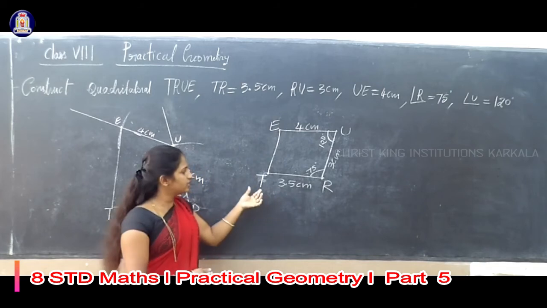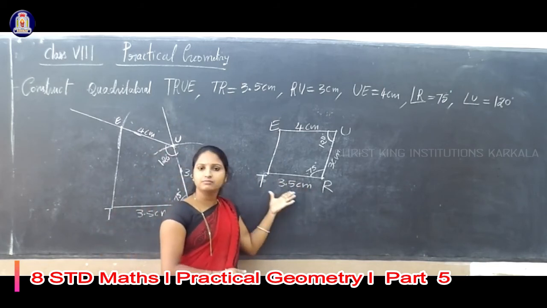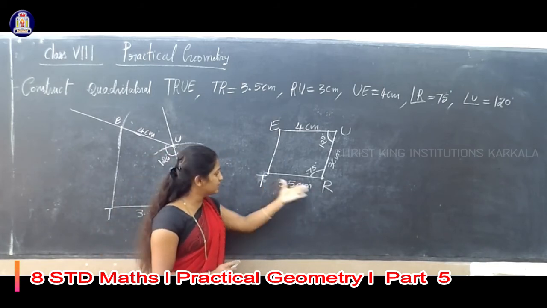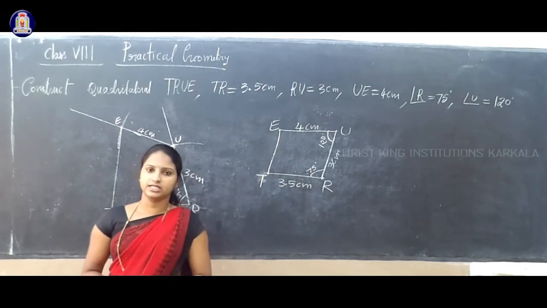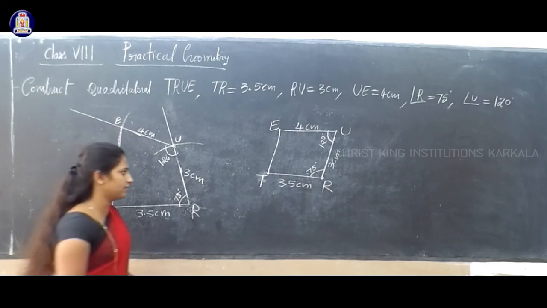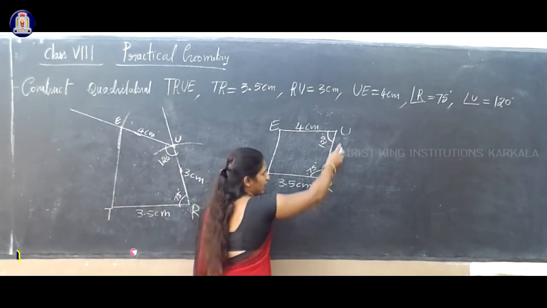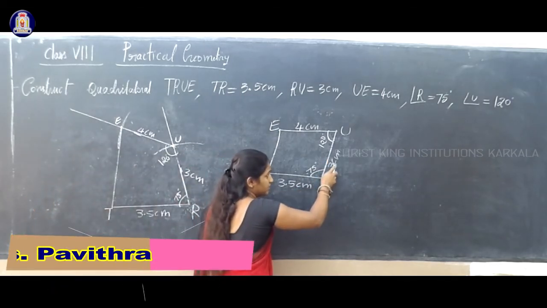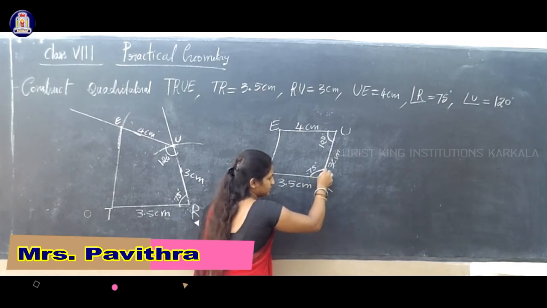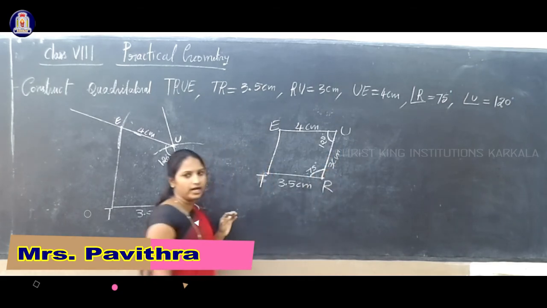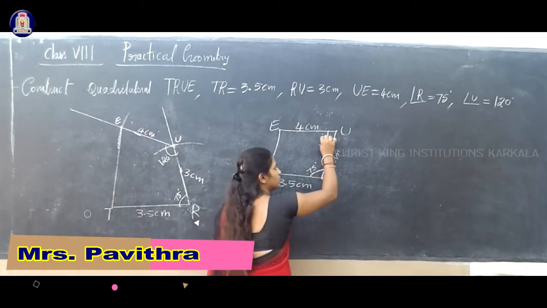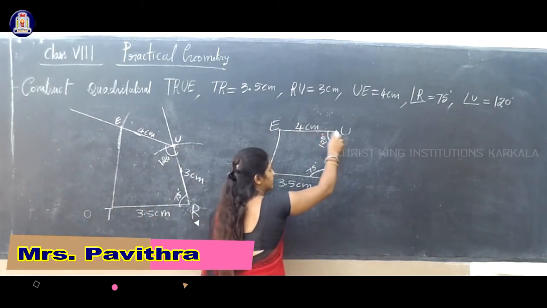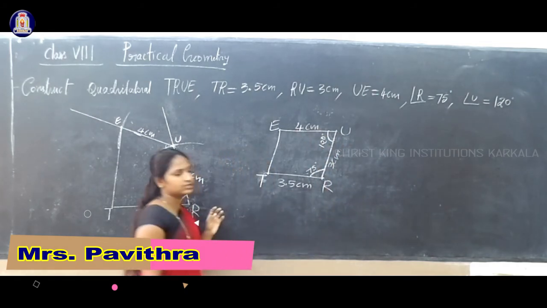So here I consider TR as the base. The length of side TR is given, that is 3.5 centimeter. When RU is given as 3 centimeter, then one angle is given. This is angle R. Angle R is 75 degree and angle U is given as 120 degree. Then side UE is 4 centimeter.